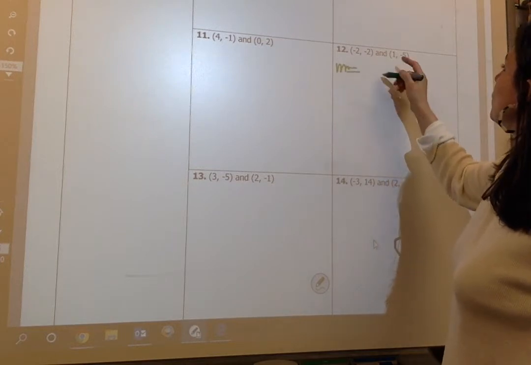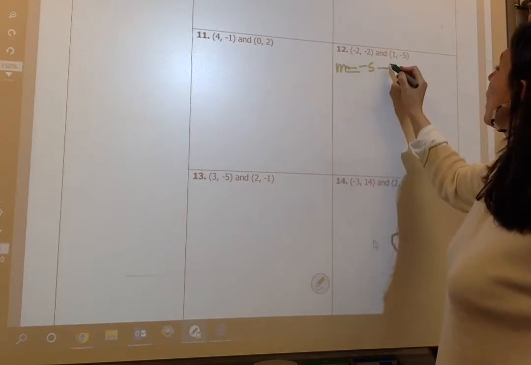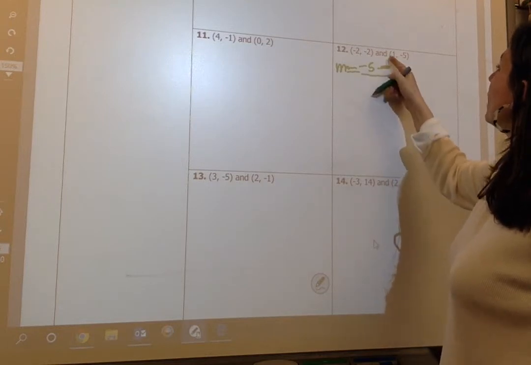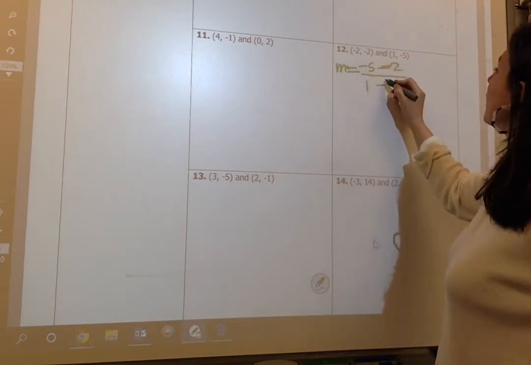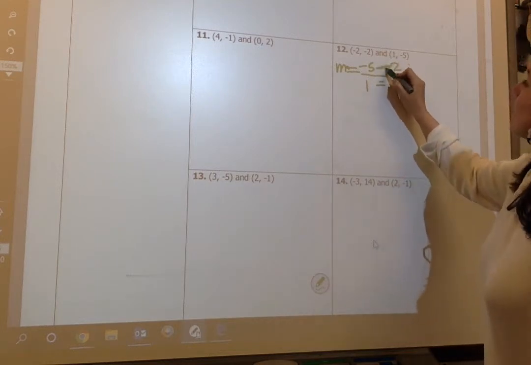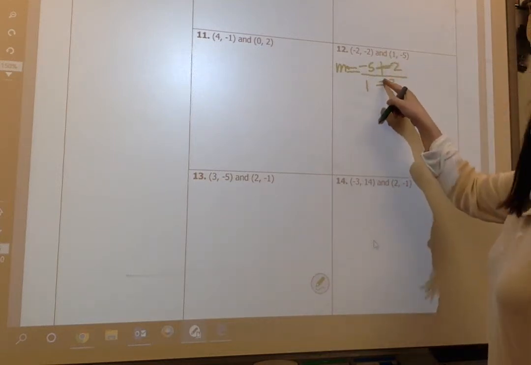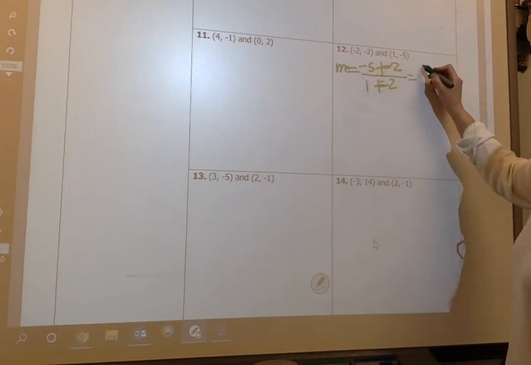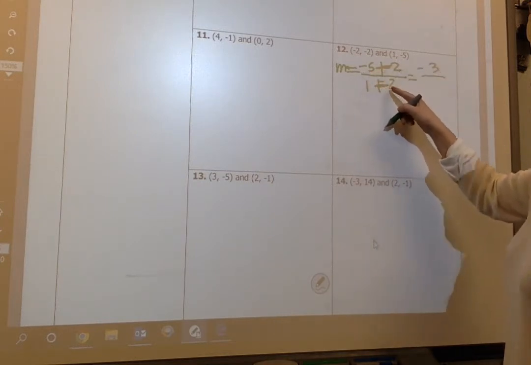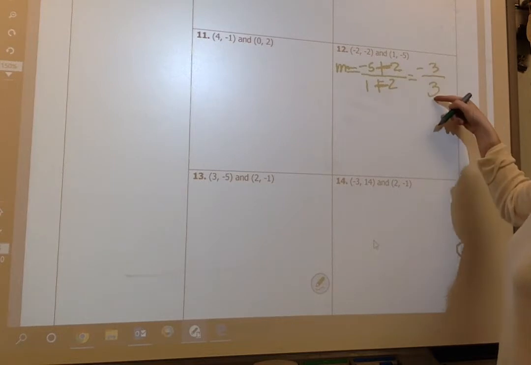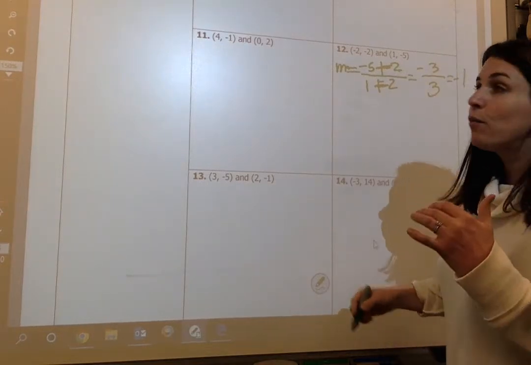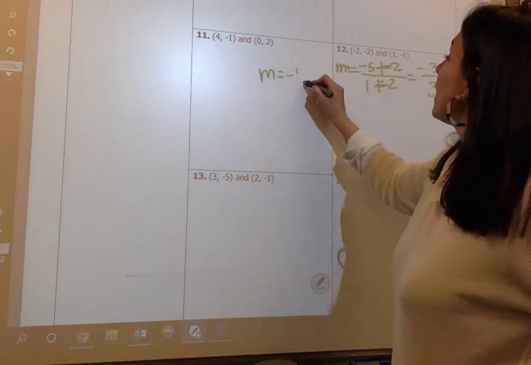is y2, which is negative 5, minus y1, which is a negative 2, over 1 minus a negative 2. Minus a negative, so that top becomes positive. Minus a negative, this becomes positive. Negative 5 plus 2 is negative 3. 1 plus 2 is 3. And when I reduce, I get negative 1. So I'm halfway there. My slope is negative 1.